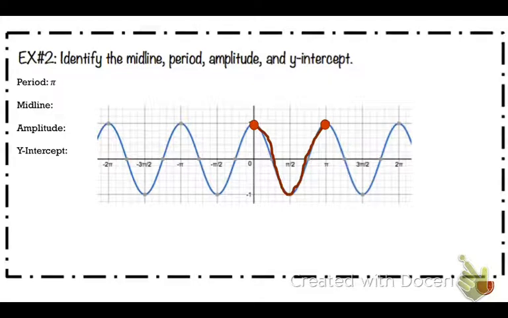Okay, the midline, halfway between the high point and the low point. Well, my high point is 1, my low point is negative 1. Halfway between there is 0. So that midline is y equals 0. And then the amplitude is the distance from the midline to the high point or from the midline to the low point. So that amplitude is 1, because I went up 1, my high point is 1. Then my y-intercept, it crosses right there at 0, 1. Okay?